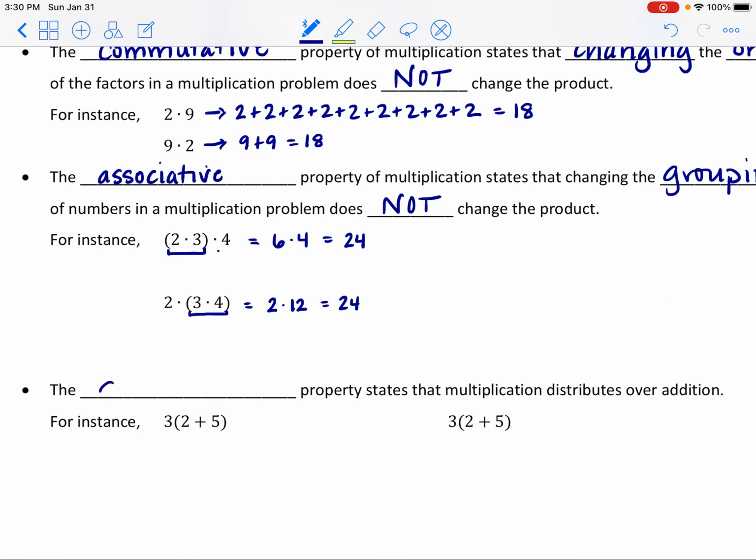And the last one is, again, one that we're going to use a lot when we get into algebra. I don't know how much algebra we're going to get into, but you will probably get there. We call it the distributive property, which basically states that multiplication distributes over addition. But like the other properties, it's basically giving you a way to manipulate your problem without actually changing your problem.